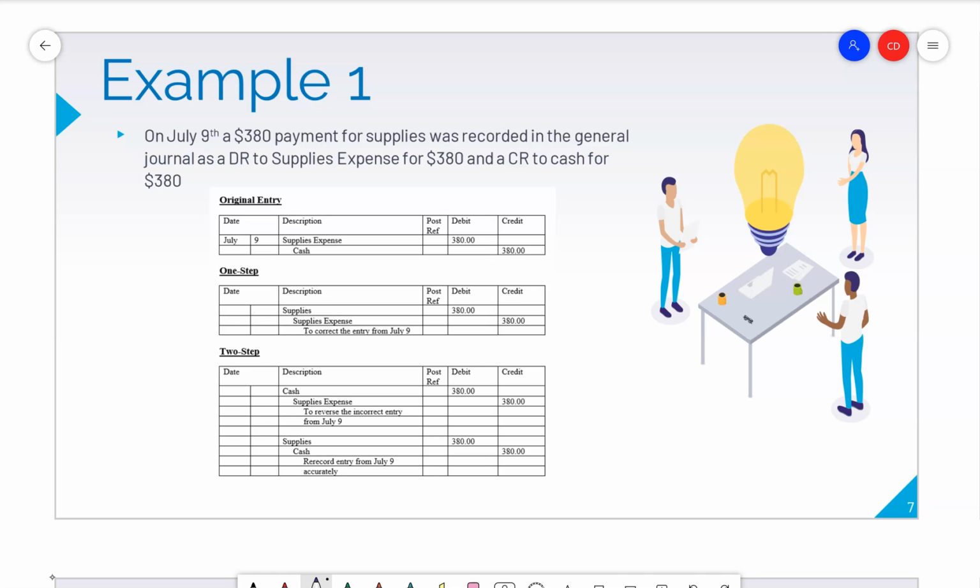So example 1, which is really example 2. On July 9th, a $380 payment for supplies was recorded in the General Journal as a debit to supplies expense for $380 and a credit to cash. Okay, so we know when we buy supplies, we're acquiring an asset, and therefore it should not go to the expense account.